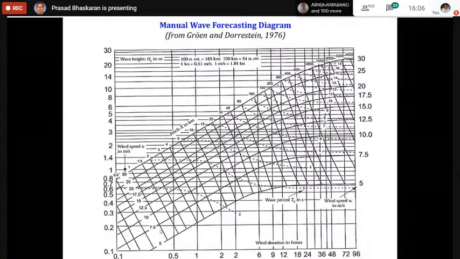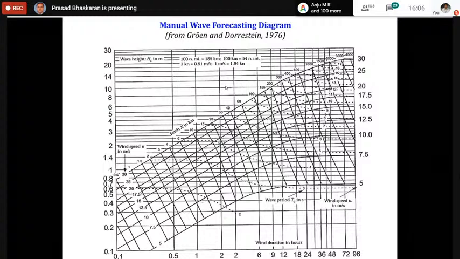You can find many curves on this figure, and on each curve you have some numbers marked: 0.61, 1.5, 2, 3, like this. This is basically the fetch. The fetch is the distance over which the wind is blowing. If you have these three primary pieces of information, you can pick out the wave height and the wave period. This is how nomograms were used in the earlier days.